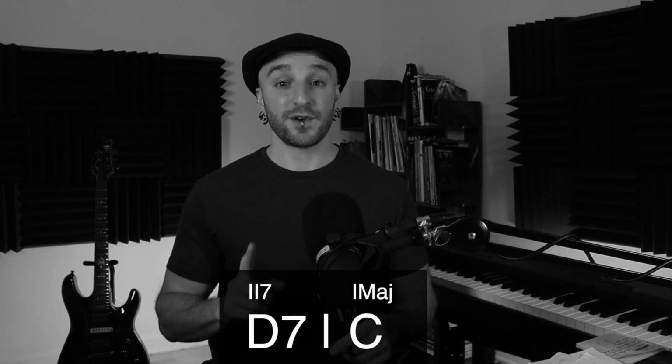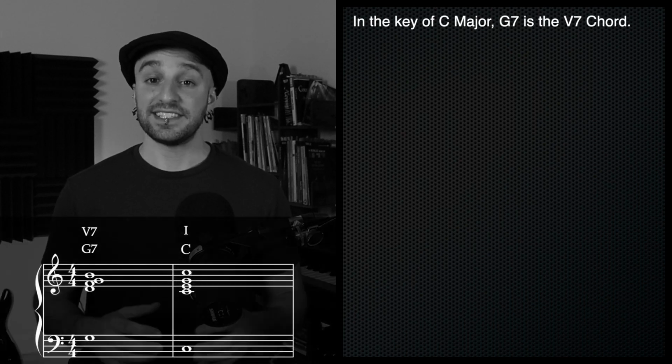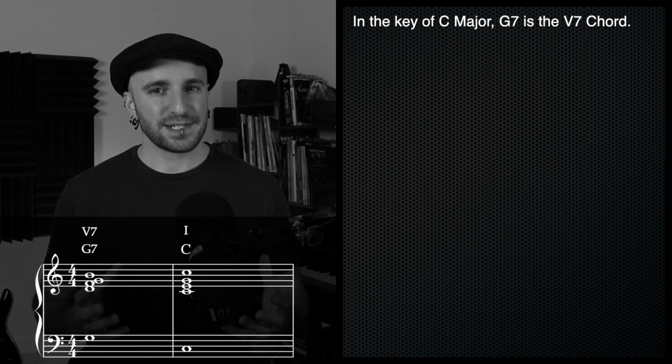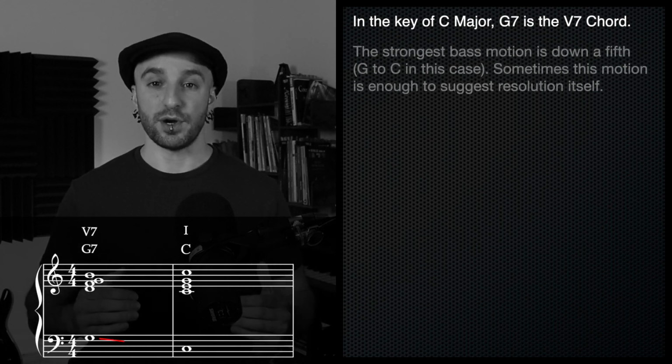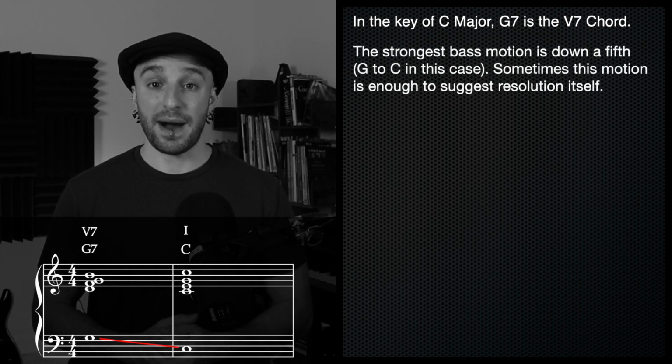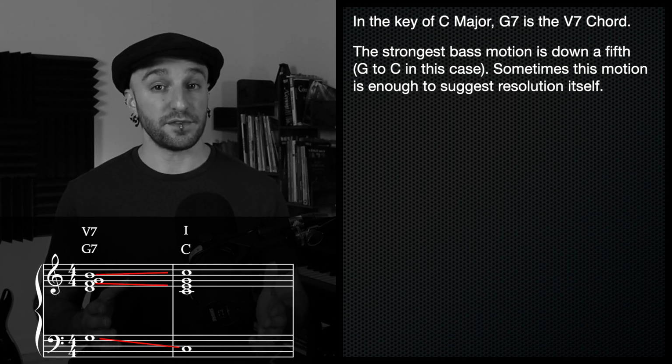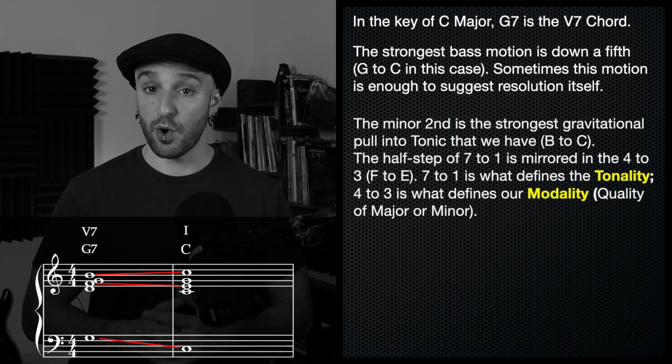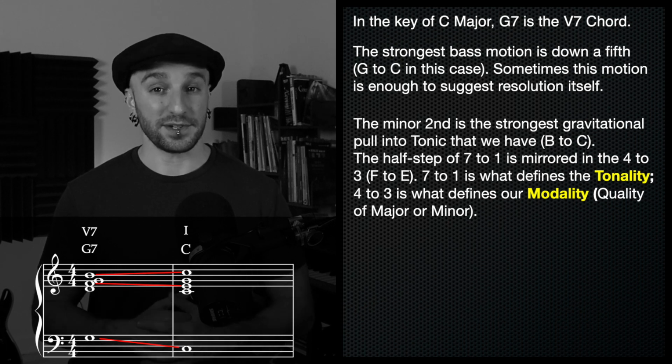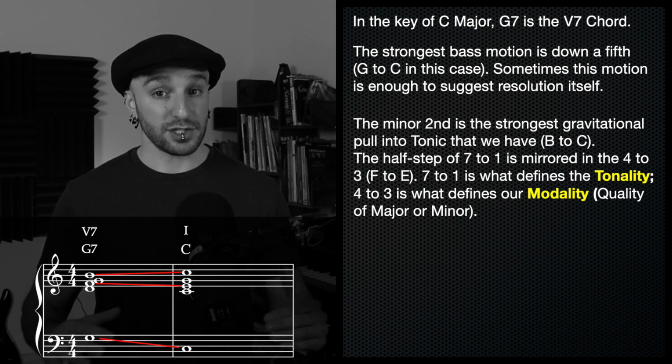But let's first go over typical dominant function. In any given major key, your 5 chord, in this case G7, has dominant function because it has an expectation to resolve down a perfect fifth. That motion combined with the resolution of the tritone interval to the root and the third of the 1 chord is what tonicizes that 1 chord. This is the foundation of all tonal music.